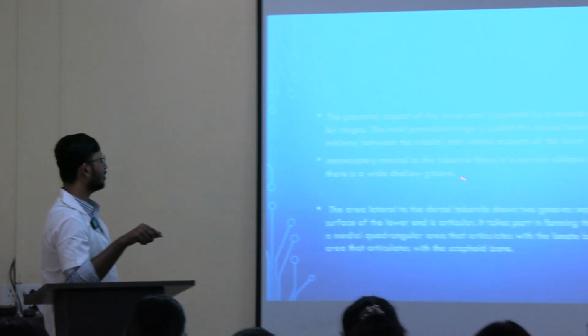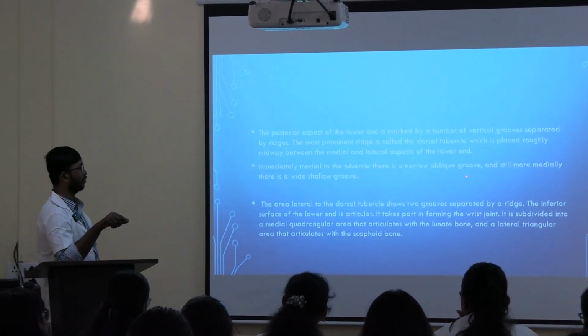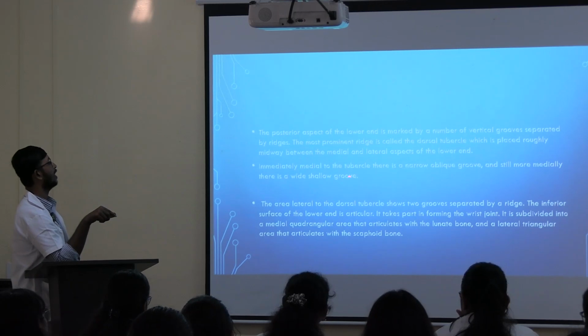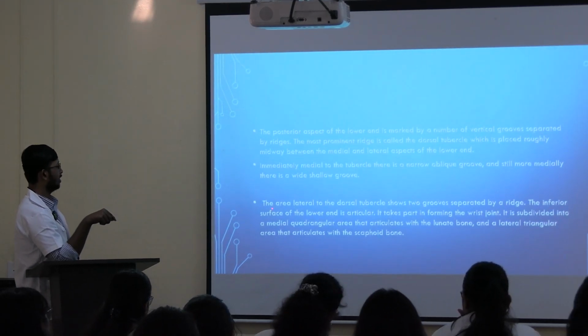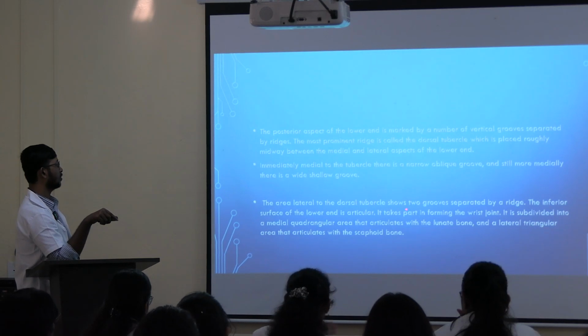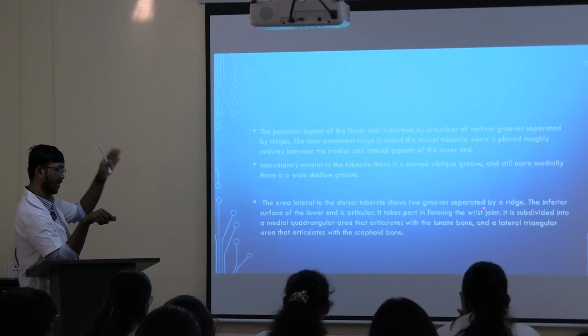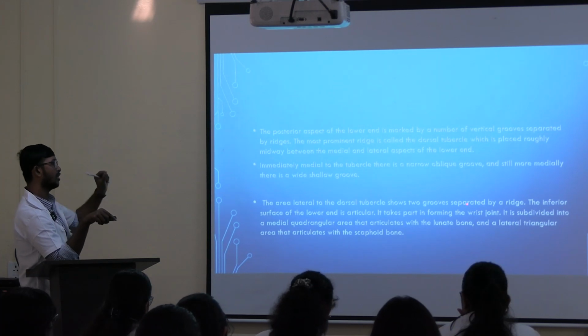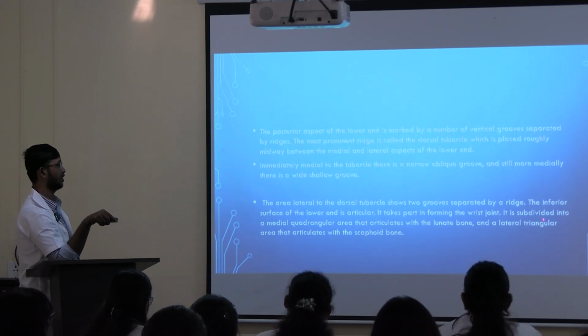So immediately medial to the dorsal tubercle, there is a narrow oblique groove, and still more medially there is a wide shallow groove. These have some tendon relations. We will see these things. The area lateral to the dorsal tubercle shows two grooves. Grooves means depressions, separated by a ridge. There will be a ridge, a sharp projection, and alongside both sides there will be grooves, that is depressions.